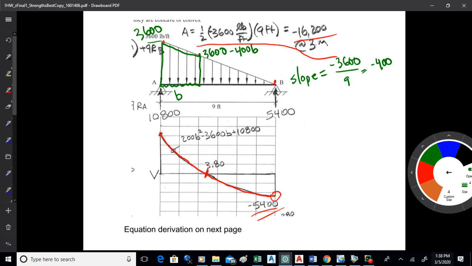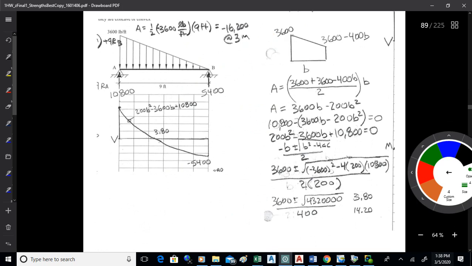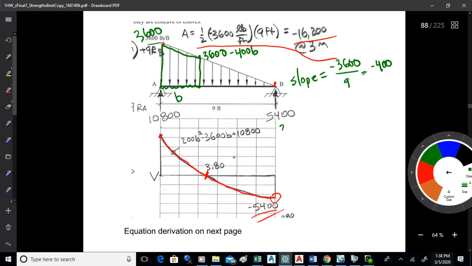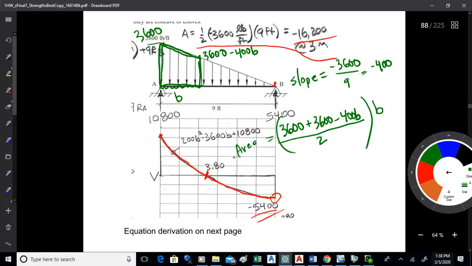All right, so now the area under that thing, let's go ahead and do that. That's going to be (3,600 plus 3,600 minus 400b) over 2. That's the average height. I've got 3,600 on the left, and on the right I've got 3,600 minus 400b. If I divide those by 2, I get the average height of that trapezoid, which is what I'm dealing with here. Then I multiply that by the base, which is b, and that is the area under that loading diagram.